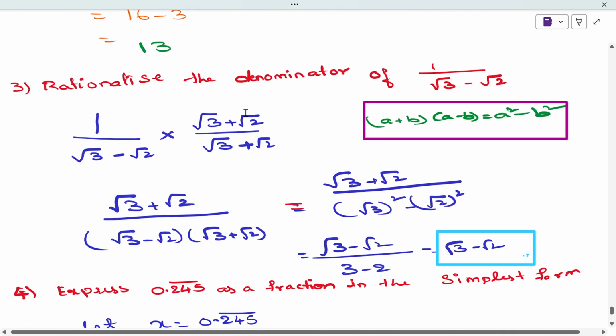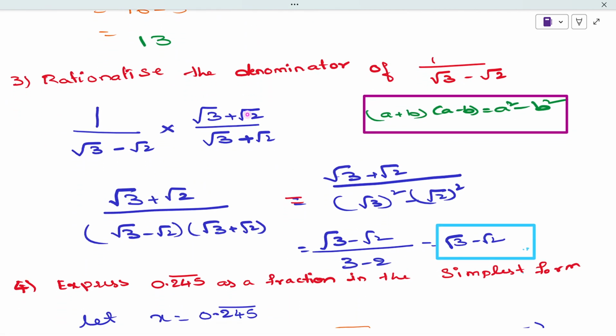Rationalizing the denominator. In the question, they are given 1 by root 3 minus root 2. We have to do the rationalizing of the denominator. So here, root 3 minus root 2. What is the rationalizing factor of root 3 minus root 2?